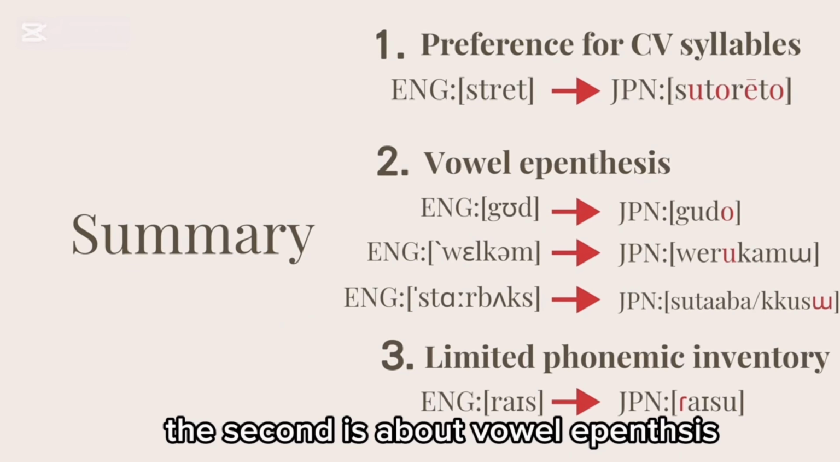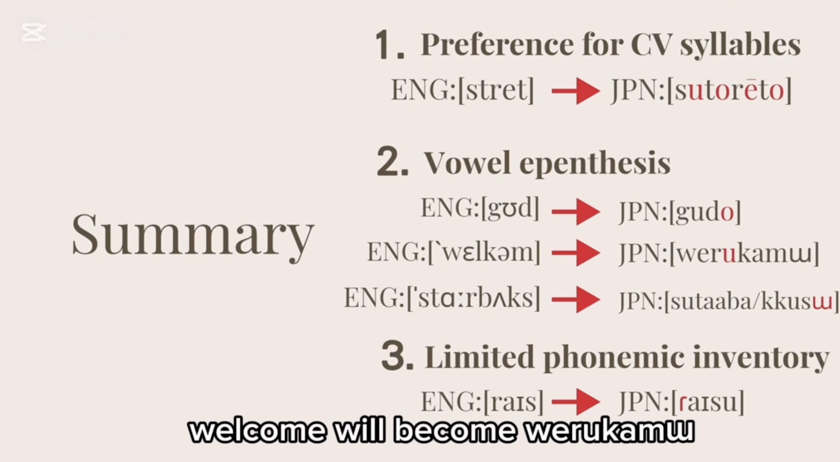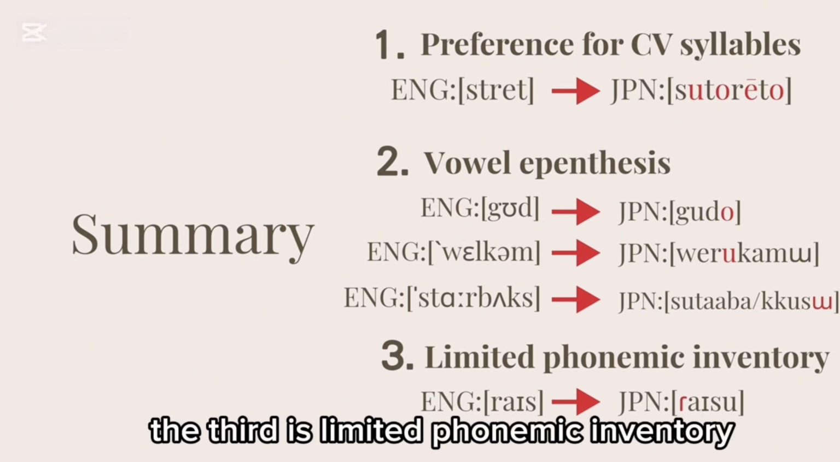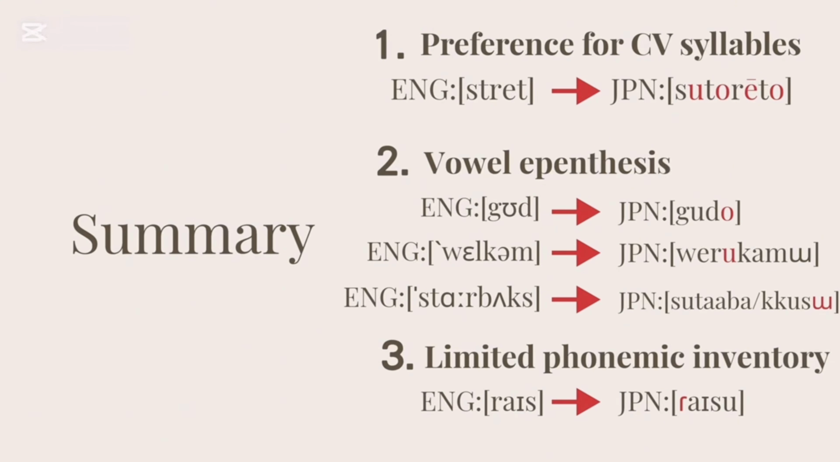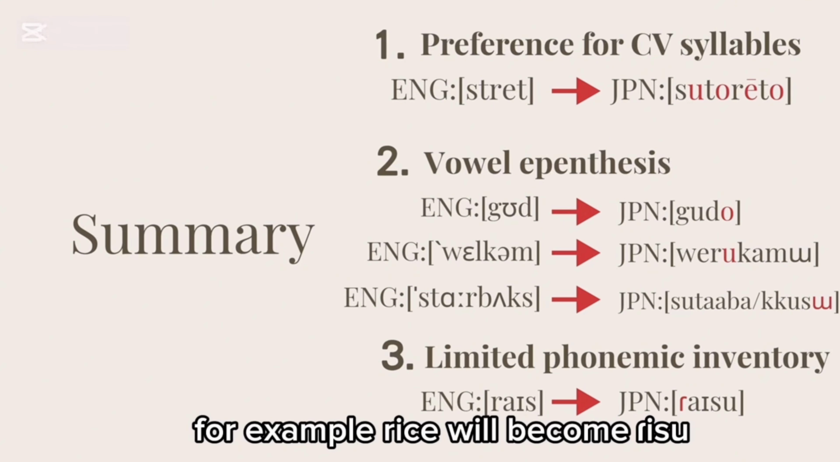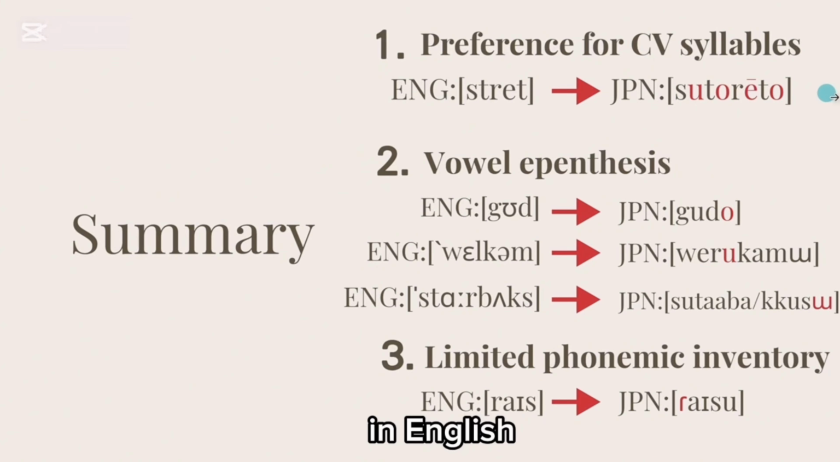The second is vowel emphasis, so good will become goodo. Welcome will become werukamu. Starbucks will become sutabakusu. The third is limited phonemic inventory. This is more about the neutralization in Japanese. For example, rice will become raisu. The r sound will become the flapping sound in English.